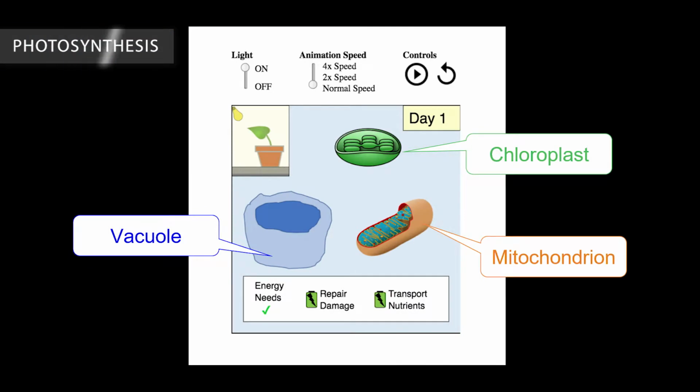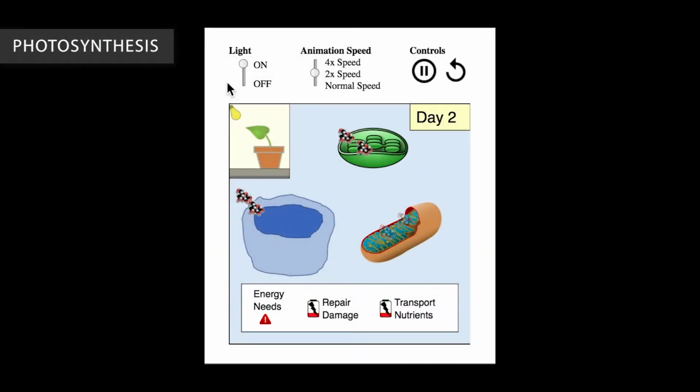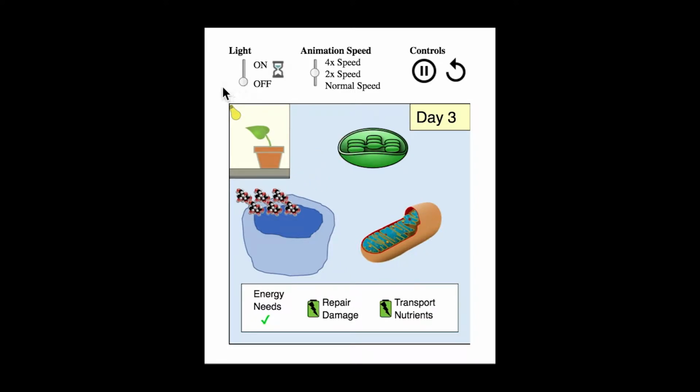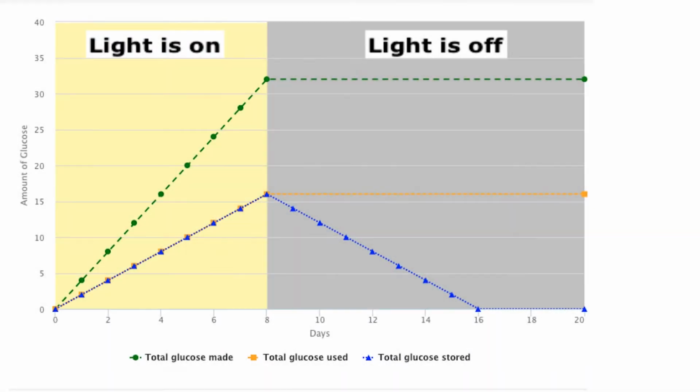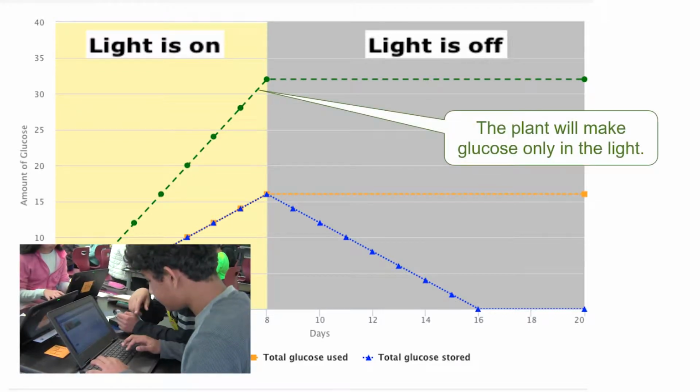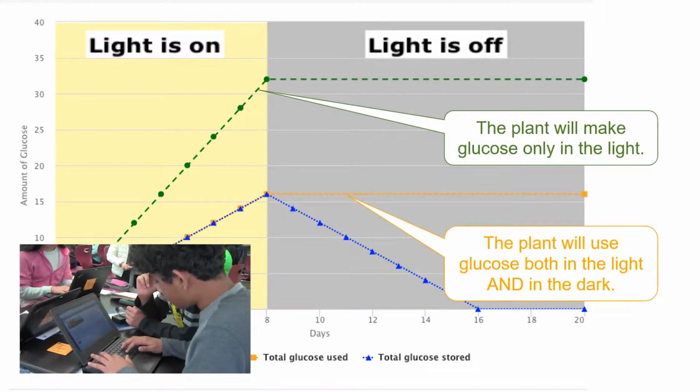In the photosynthesis unit, students learn from a model that shows how organelles work together to make, use, and store glucose, which keeps the plant alive. Using this model, students predict what the running totals would be for the amount of glucose that has been made and used so far, and the amount in storage.